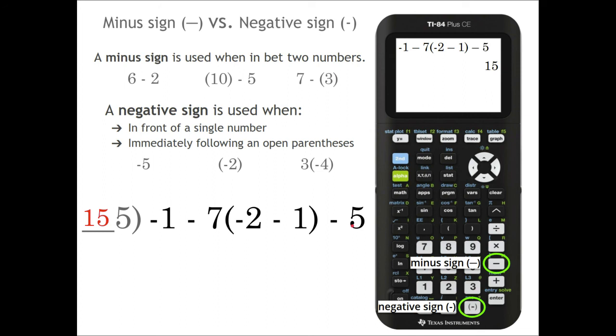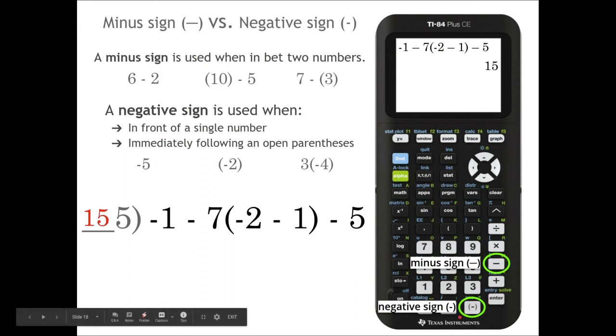Again, it's always going to be minus unless it immediately follows an open parentheses like here, or if it starts the operation. So it's always minus unless it starts the operation, meaning it's in front of a single number, or if it immediately follows an open parentheses. Otherwise, it's always going to be a minus sign. Again, here's the minus sign, and here is the negative sign.